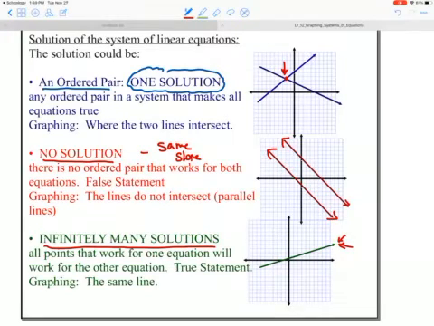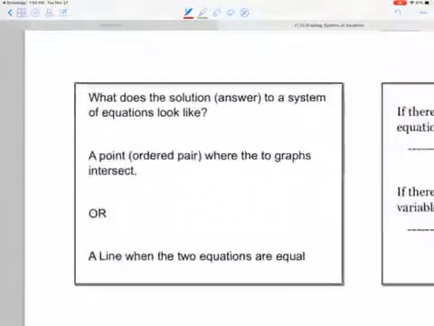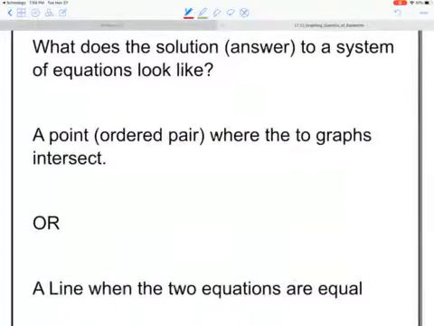So you will either get one solution, which will be an ordered pair. You'll get no solution because the lines do not intersect, or you will have infinitely many solutions because it ends up being the exact same line on the graph. What does the solution to a system of equations look like? It could be a point, which would be an ordered pair where the graphs intersect, or it could be a line where the 2 equations are equal.